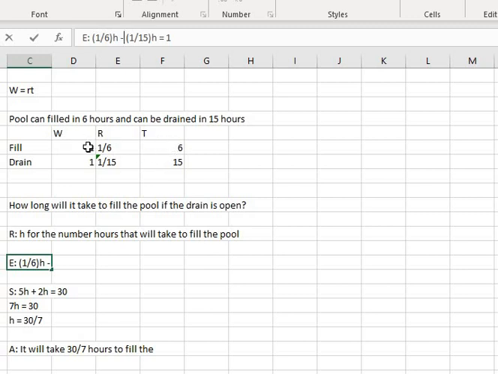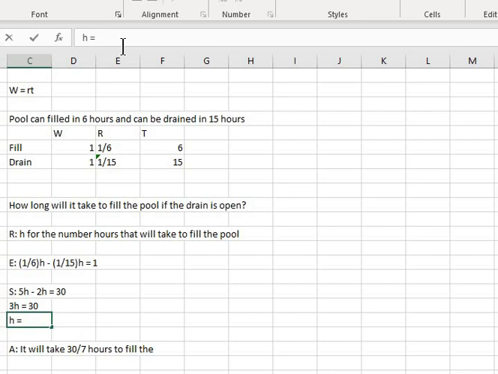So therefore, the work done is here. But this guy here is removing water, so it must be minus. So let's subtract that by minus 1, right? And now we're going to have 3. This is going to be 3, right? And our answer should be 10.